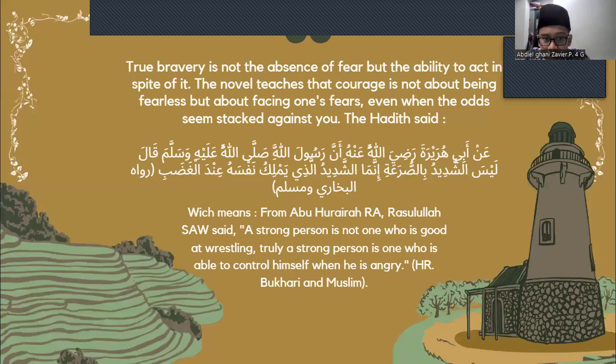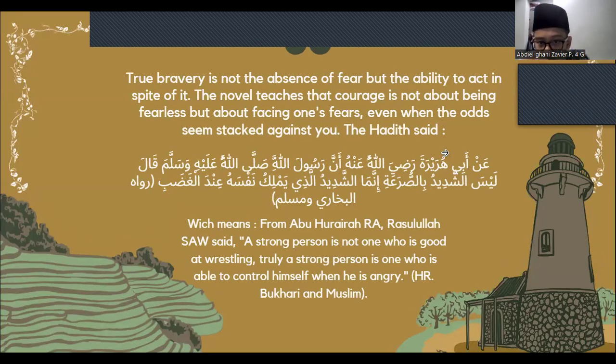The moral value is that true bravery is not the absence of fear, but the ability to act in spite of it. The novel teaches that courage is not about being fearless, but about facing one's fears, even when the odds seem stacked against you. The hadith said from Abu Hurairah, Rasulullah Sallallahu Alaihi Wasallam said, "A strong person is not one who is good at wrestling. Truly, a strong person is one who is able to control himself when he's angry."